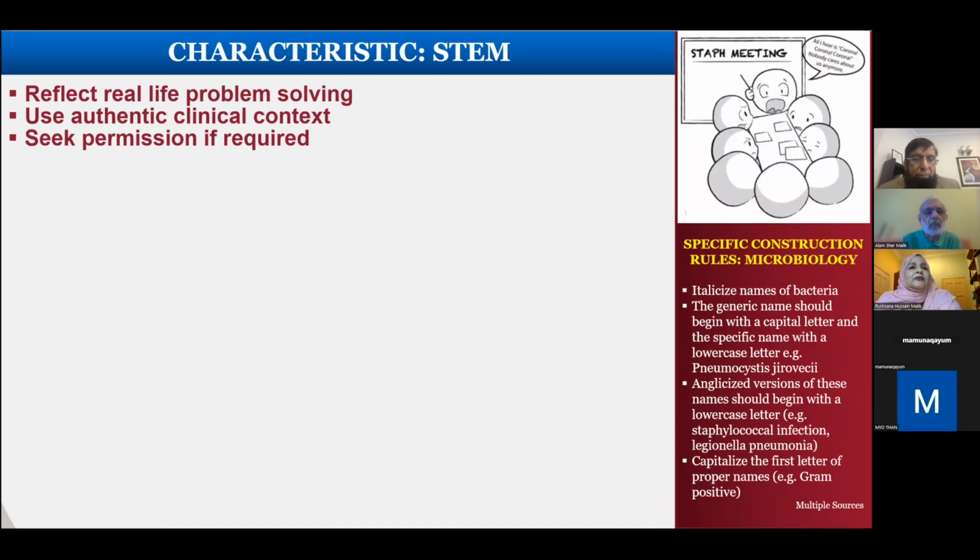The stem should reflect real life problem solving, like the things done in the clinics or in the PBL sessions in which they have been studying different case scenarios. Use an authentic clinical context. If you are utilizing the case history of some patient from the ward, then we have to seek the permission of the patient.